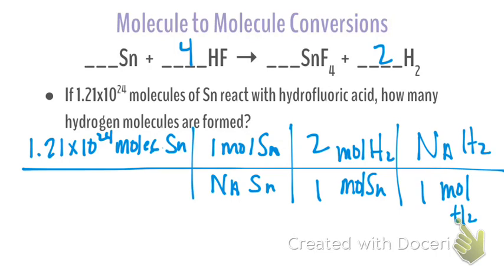All right, remember, what does this NA stand for? Avogadro's number, right? It's just so I don't have to write out 6.022 times 10 to the 23rd every single time.